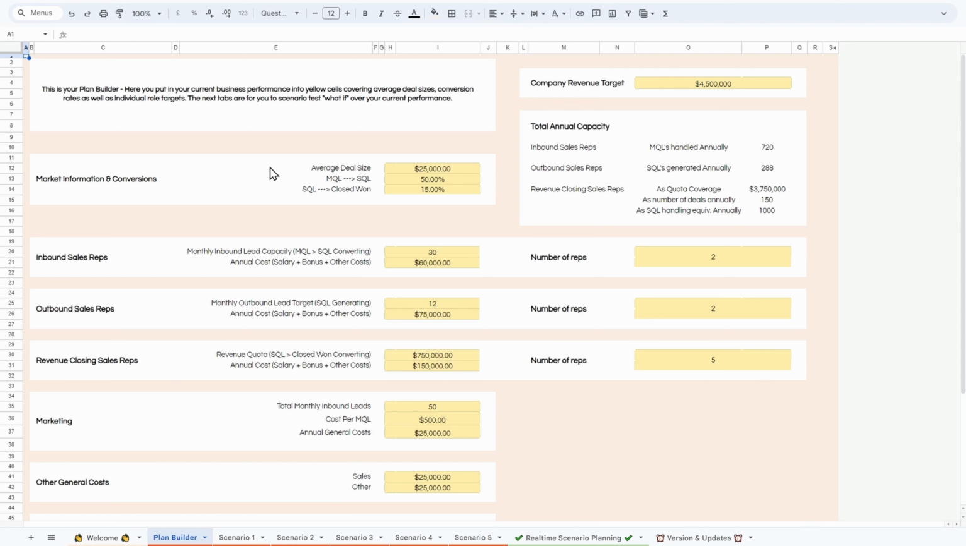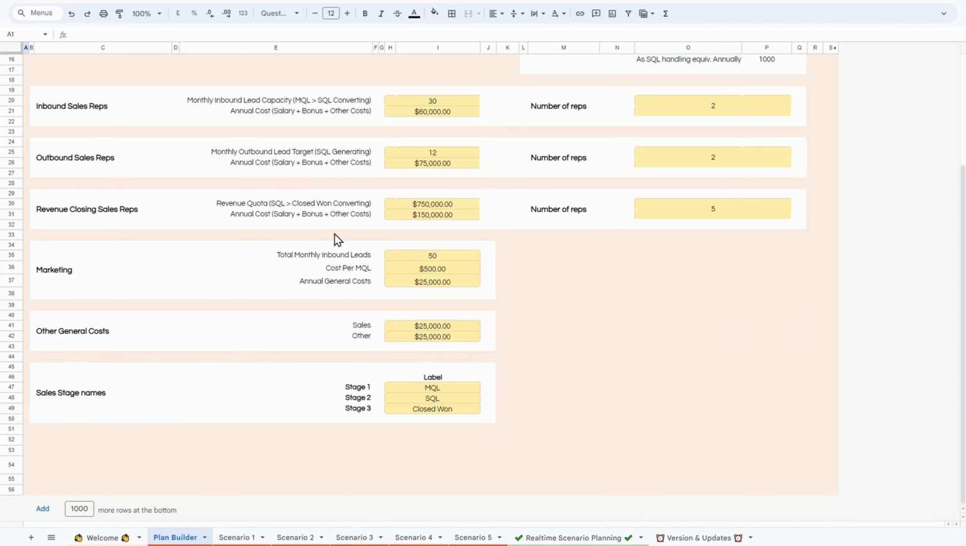To use this spreadsheet, there's a few different areas. For starters, any yellow box can be edited. It also carries a few different tabs. We're in the plan builder now, and then you've got different scenarios down at the bottom. It is limited to one single market, so we're going to treat this as a mid-market, and it's got an average deal size of $25,000, an MQL to SQL conversion rate of 50%, and an SQL to close one of 15%. These different stages can be edited down at the bottom.